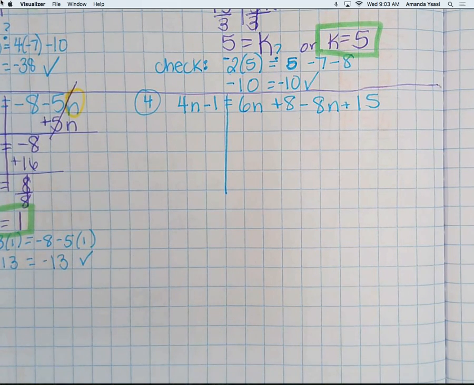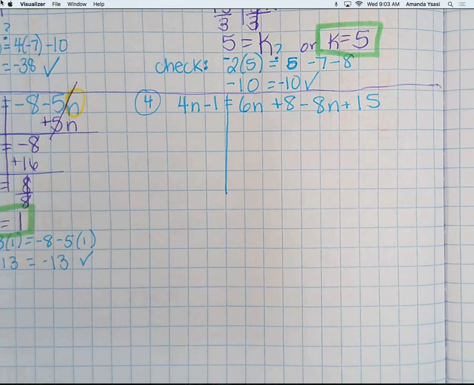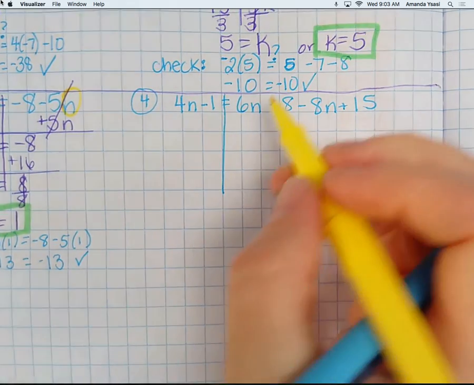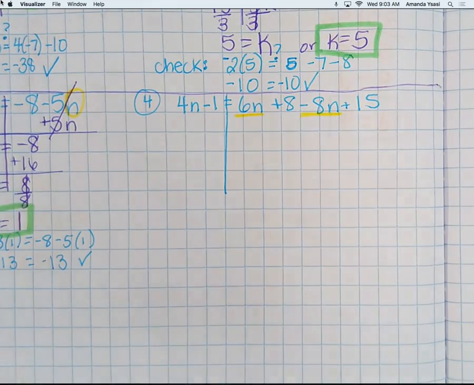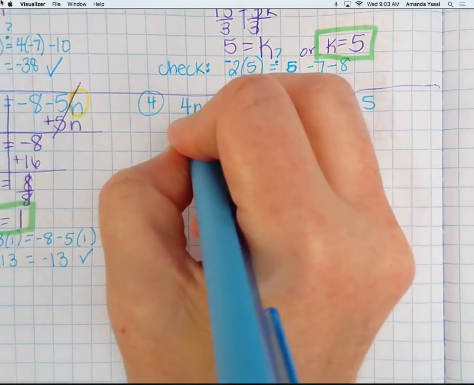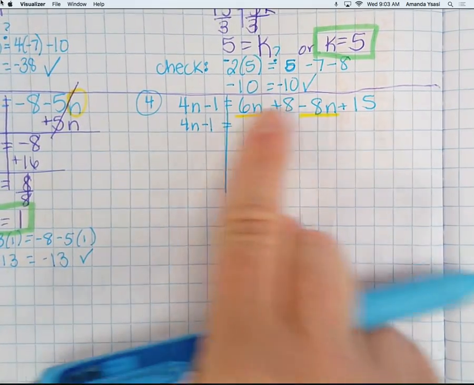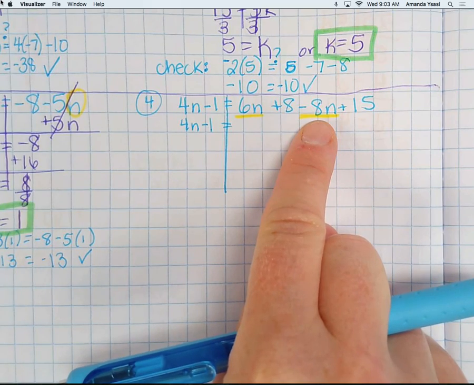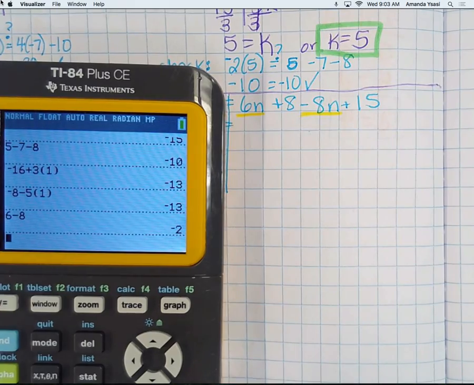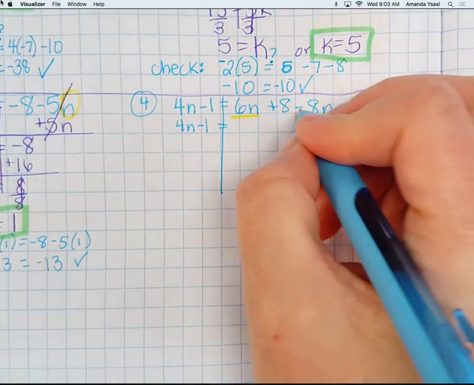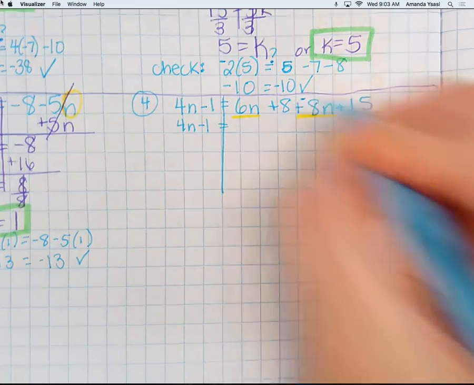So we have 4n minus 1 equals 6n plus 8 minus 8n plus 15. The left-hand side is simplified, but the right-hand side is not. We need to combine like terms. So we have 6n minus 8n. Left-hand side, we just carry it down. But the right side, 6n minus 8n. What is that? 6 minus 8. Negative 2. Because you're bigger number. And if you want to do keep, change, you can.